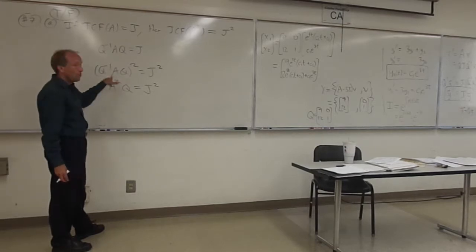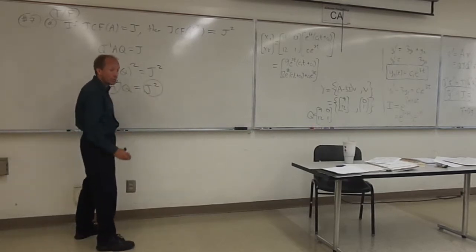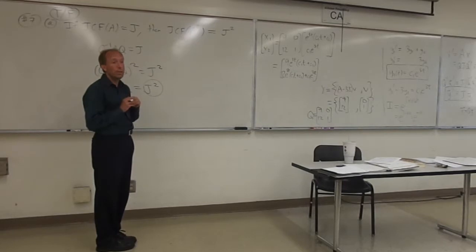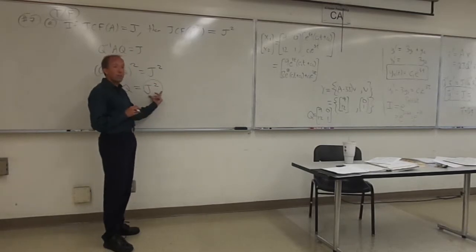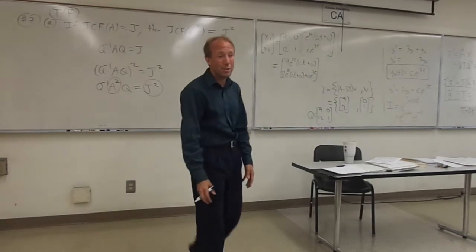Because the Q inverse and the Q in the middle, they cancel. I've kind of seen this kind of thing before. So A squared is certainly similar to J squared. They are similar to each other. So if they're similar to each other, then as long as this is in Jordan canonical form, then it will be the Jordan canonical form of our matrix, right?